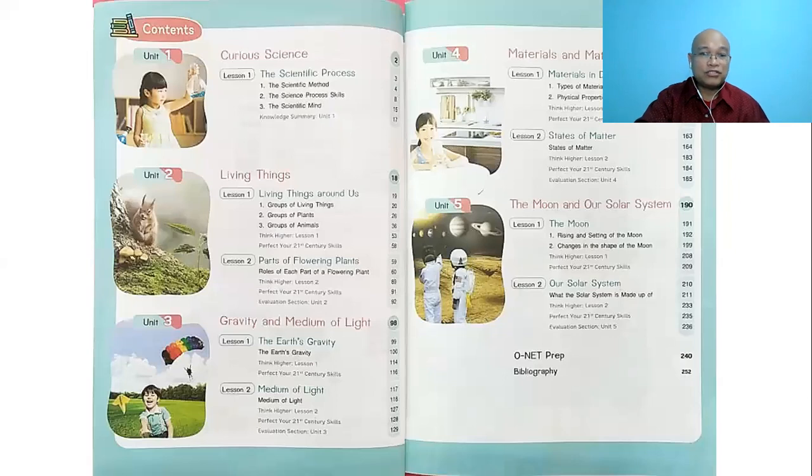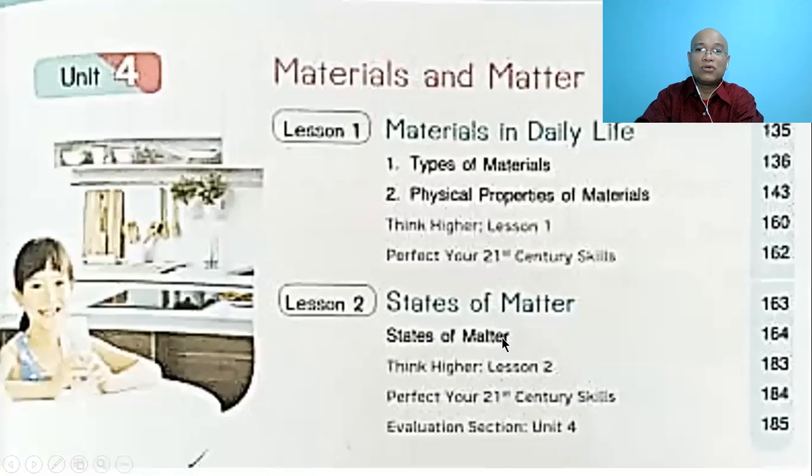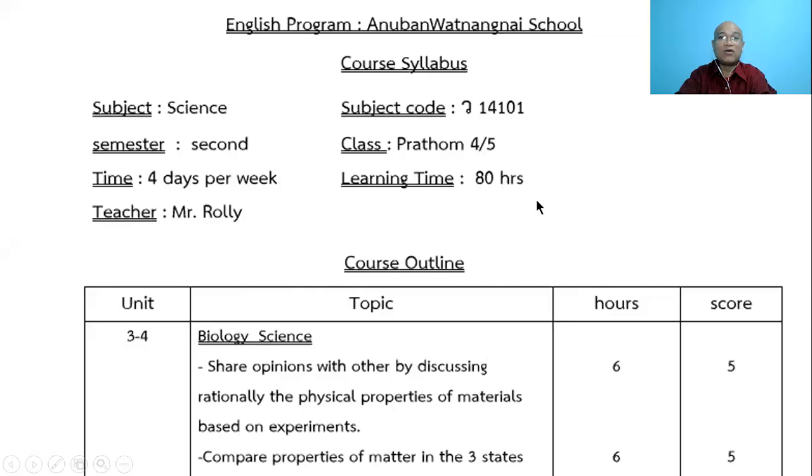Now, as you know, we talked last time about medium of light. But this second semester, the focus is on Unit 4 and Unit 5. And so we need to understand that it's all about this new lesson instead of the previous one that we talked about already. Okay, why is that? Because the curriculum for science 4 for the second term is this. All right, and so let's focus on it.